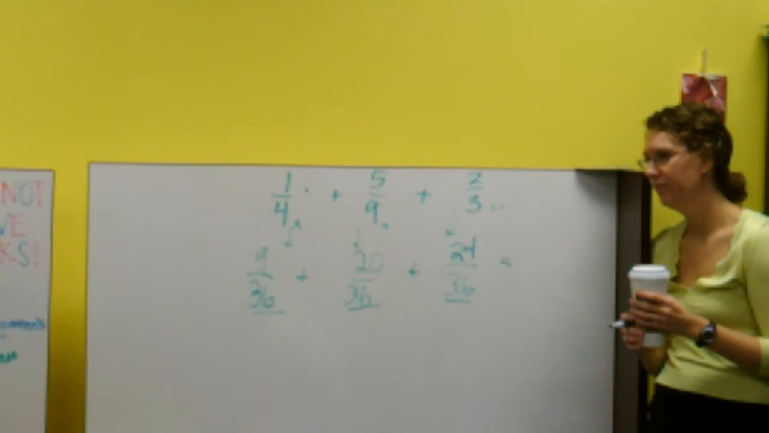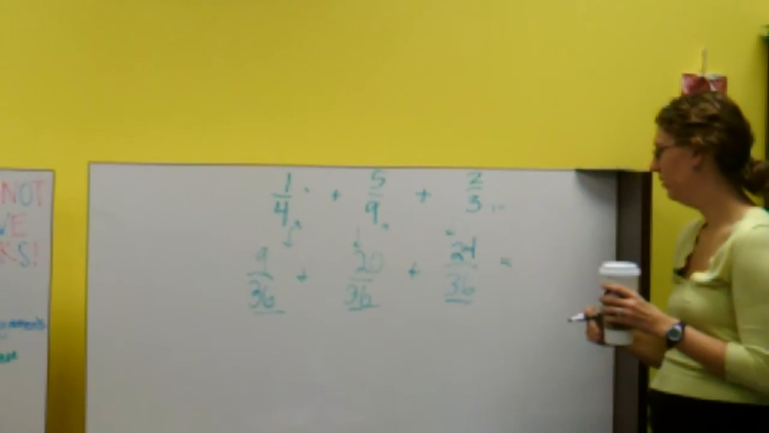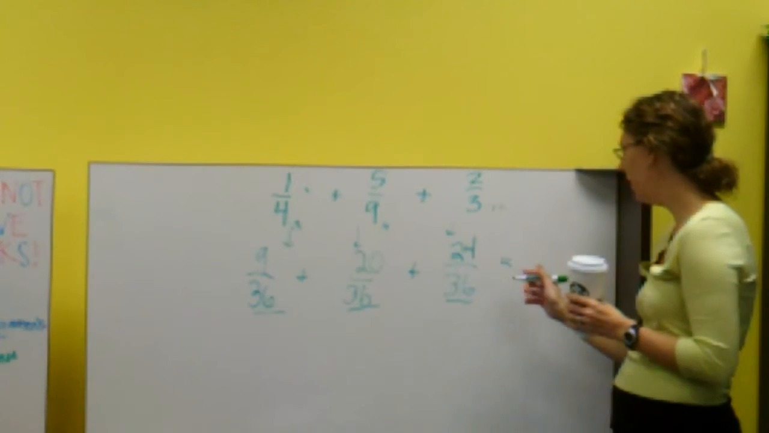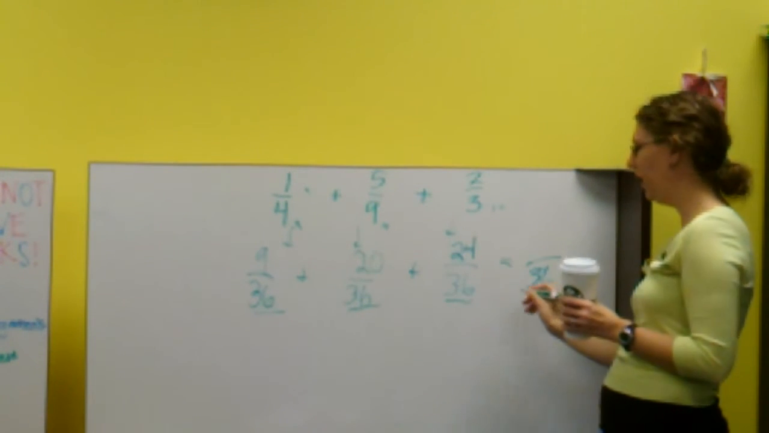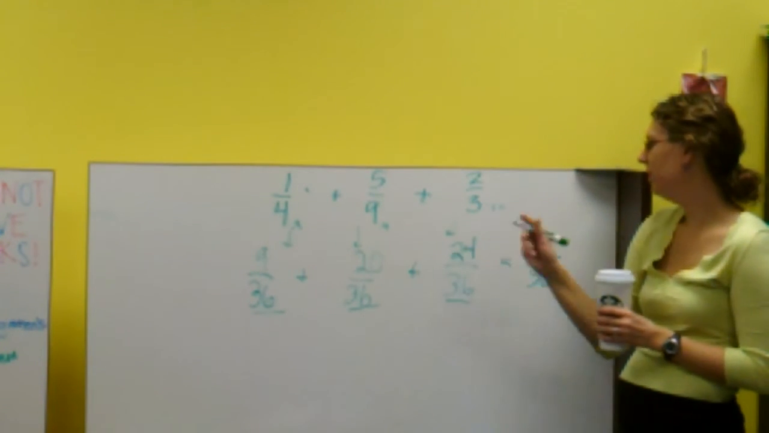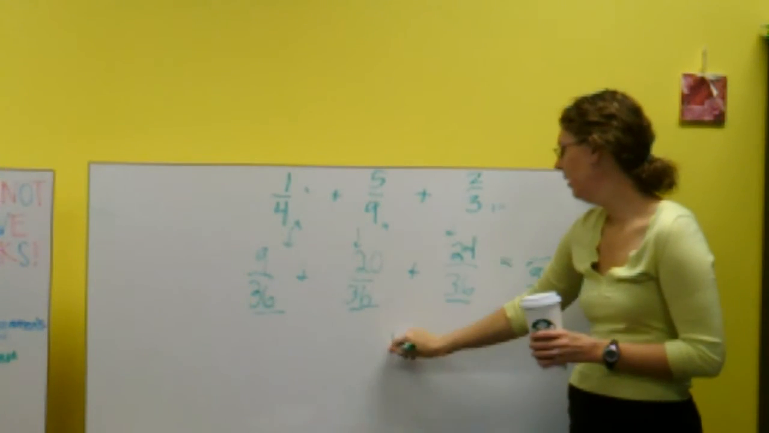Adding numbers. We're going to add the bottom. We're going to put the bottom over here. Like that? And add the top. So, when we add the top, what's 20 plus 24? 44.